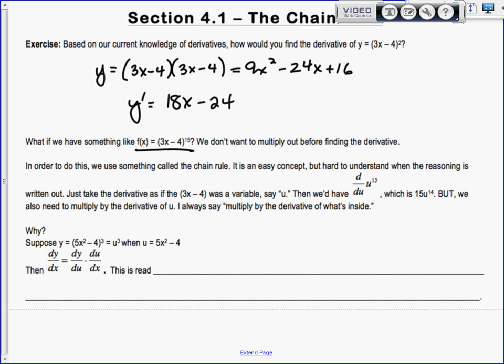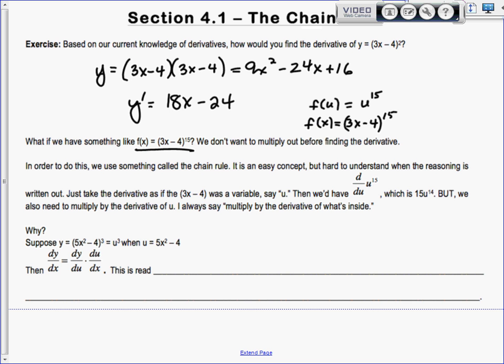Okay, so in order to do this, we use something called the chain rule. It's a really easy concept, but it's really hard to understand when you write out all the reasoning with the Leibniz notation. Just take the derivative as if the 3x minus 4 was a new variable. So let's say it's u. If I have f of x equals (3x minus 4) to the 15, what I'm really thinking of is f of u equals u to the 15.